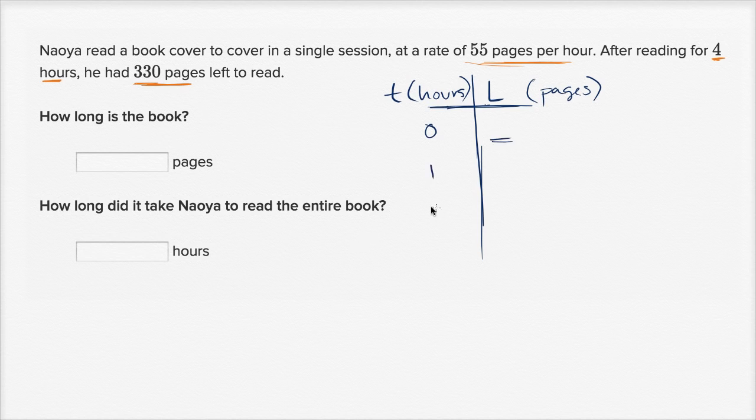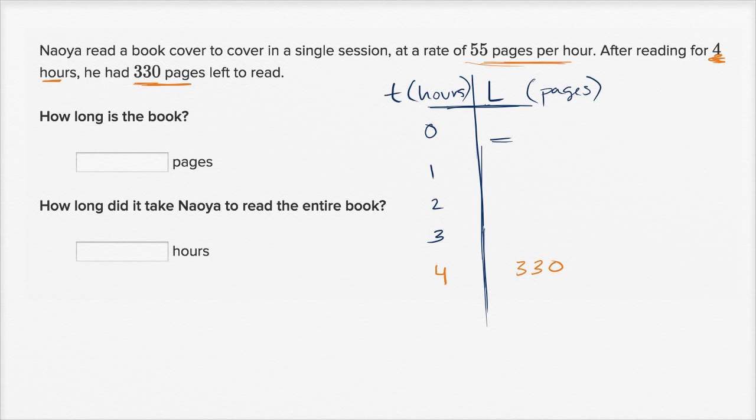We don't know what happens at 1 hour, after 2 hours, after 3 hours, but they do tell us that after reading for 4 hours, he had 330 pages left to read. So after 4 hours, he had 330 pages left to read. So based on this and the fact that he's reading at 55 pages per hour, can we back up to figure out all of this?